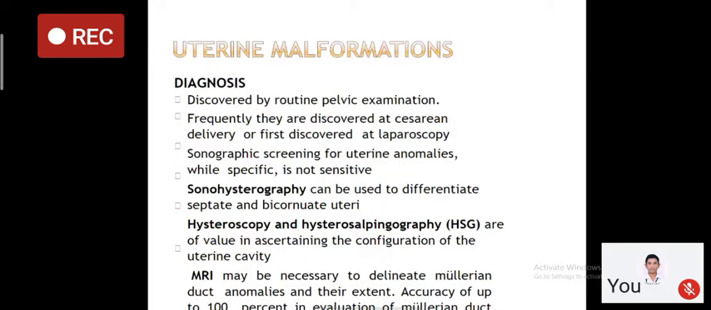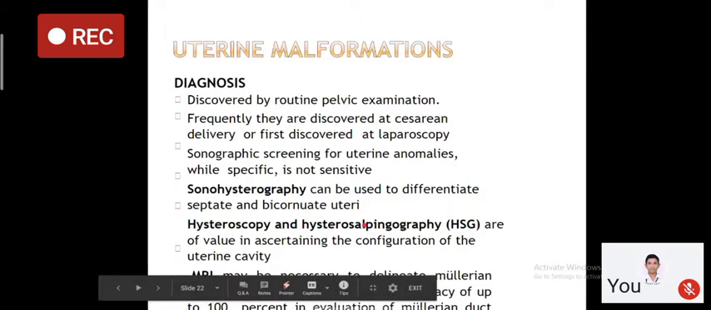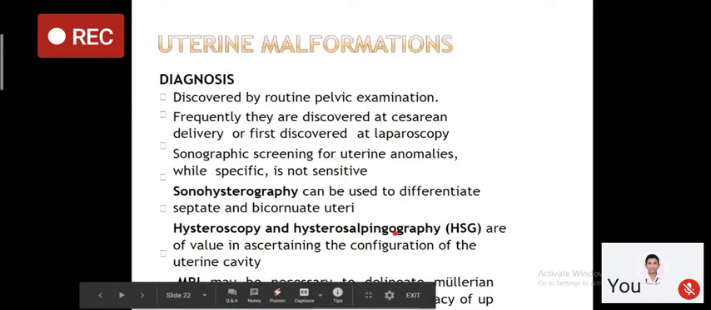Sonographic screening for uterine anomalies, while specific, is not that sensitive. Sonohysterography can be used to differentiate septate and bicornuate uteri. Hysteroscopy and HSG are of value in ascertaining the configuration of the uterine cavity. MRI may be necessary. So MRI is the investigation of choice, the definitive investigation.